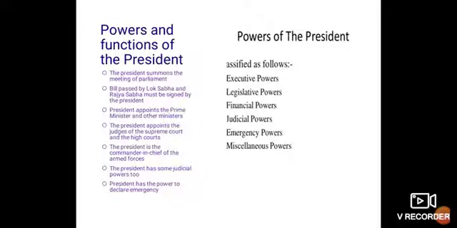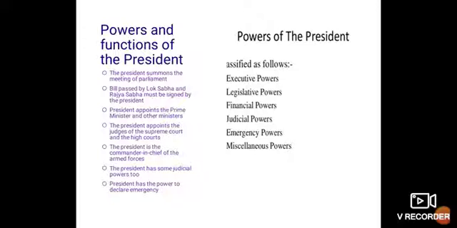Next, a bill passed by the Lok Sabha and Rajya Sabha must be signed by the president. Without his signature, the bill cannot become a law. So the law making process we already saw in the last chapter, how the laws or bills are made. So a bill is first passed by the Lok Sabha, then it goes to the Rajya Sabha. After that it goes to the president, and if he signs, then only the bill will become a law. Without his signature, the bill will not become a law.